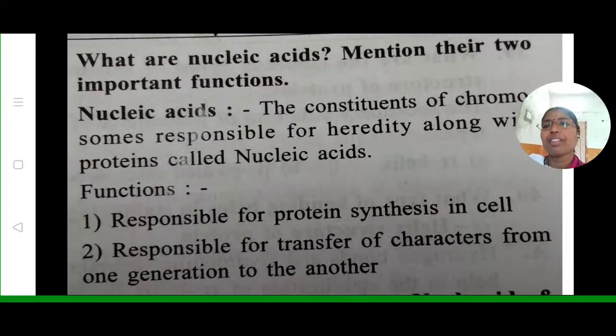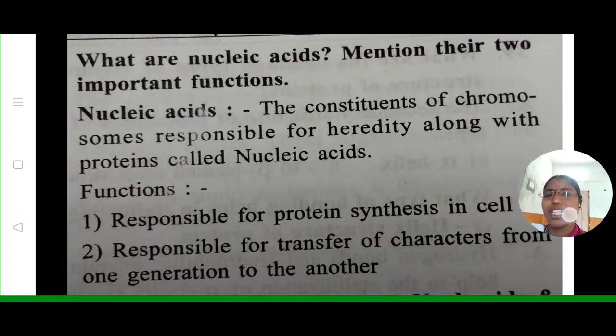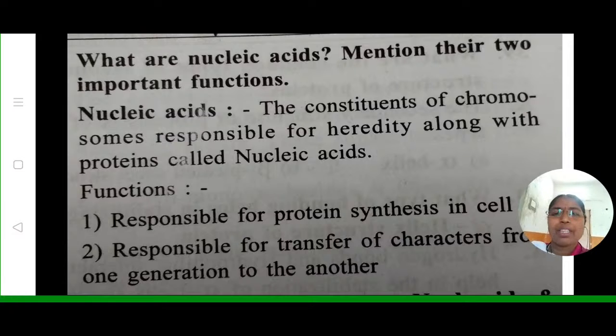Next, what are nucleic acids? Mention their 2 important functions. Nucleic acids are the constituents of chromosomes. We have already discussed that the human body has cells, in cells the nucleus is present, and in the nucleus chromosomes are present. These chromosomes are made up of nucleic acid.